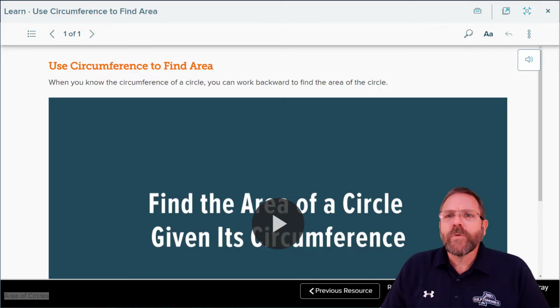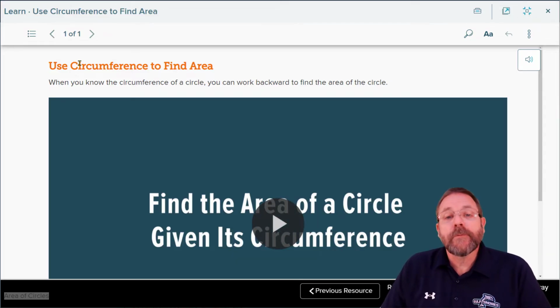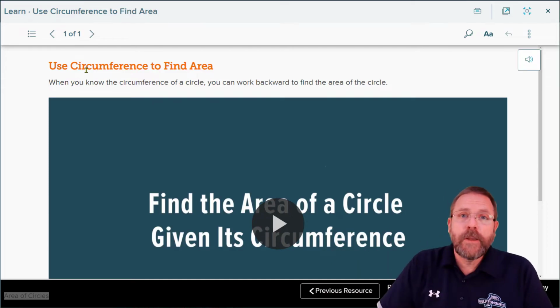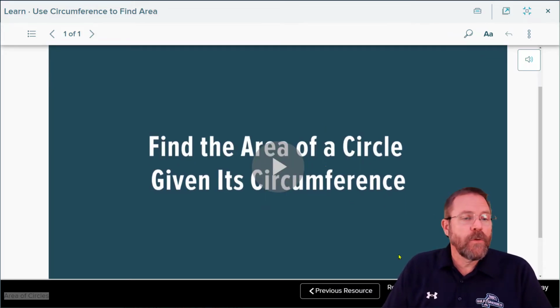And now it's time to really step up our game. They've given us the topic of use circumference to find area. So now they're going to give us a circumference. We're going to have to take that circumference, find the radius, and then use that radius to find the area. Let's take a look at this video.